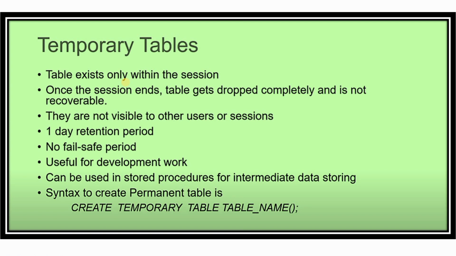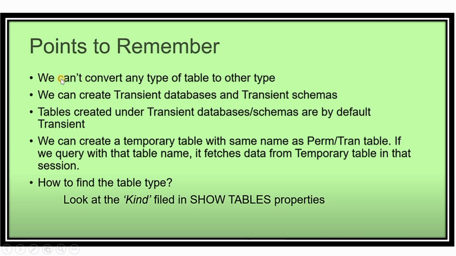Okay, so let's move ahead and understand some important points which you need to remember, and after that we will discuss the diagram. It is written here, we can't convert any type of table to the other type. Suppose you have a transient table, then you will not be able to convert the transient table to a permanent table. And suppose you have a permanent table, then you will not be able to change that permanent table to a temporary table or a transient table. So we cannot convert any type of table to the other type.